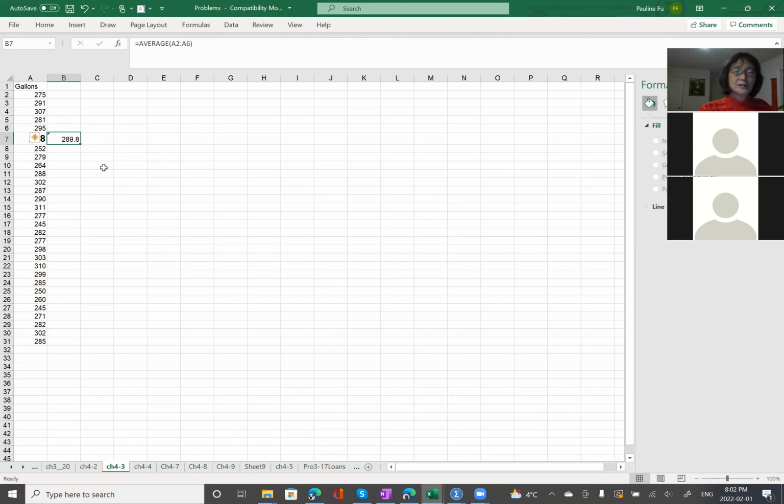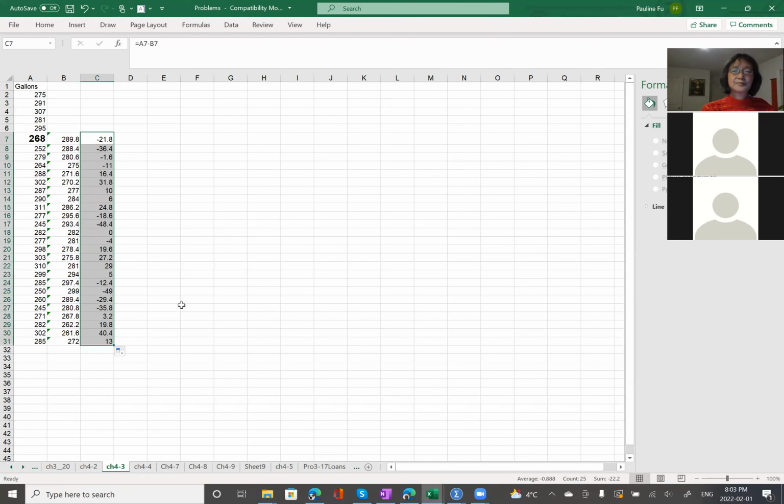And you repeat. The beauty of using Excel is you can just drag down the formula. So the forecast for 252 is 288, etc. And then you can easily calculate the forecast error. So equal 268 minus 289. This is the error. So the error for the rest of the terms.